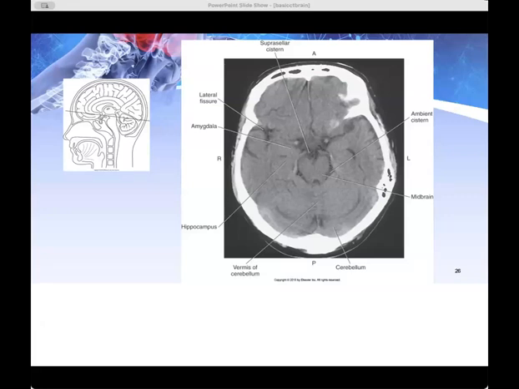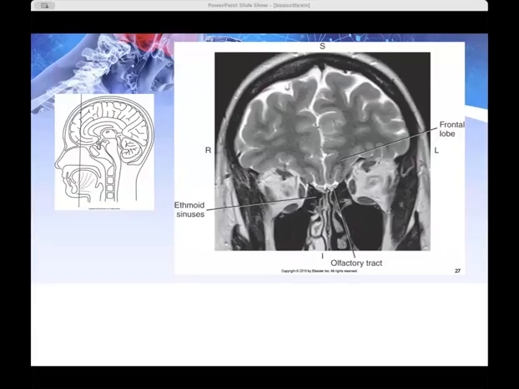This is an axial CT of the hippocampus and amygdala. The olfactory tract runs underneath the frontal lobes and connects to the amygdala to bring information from the sense of smell to the limbic system. Here we have a coronal T2 weighted MRI demonstrating the fornix, cingulate gyrus, and hippocampus.